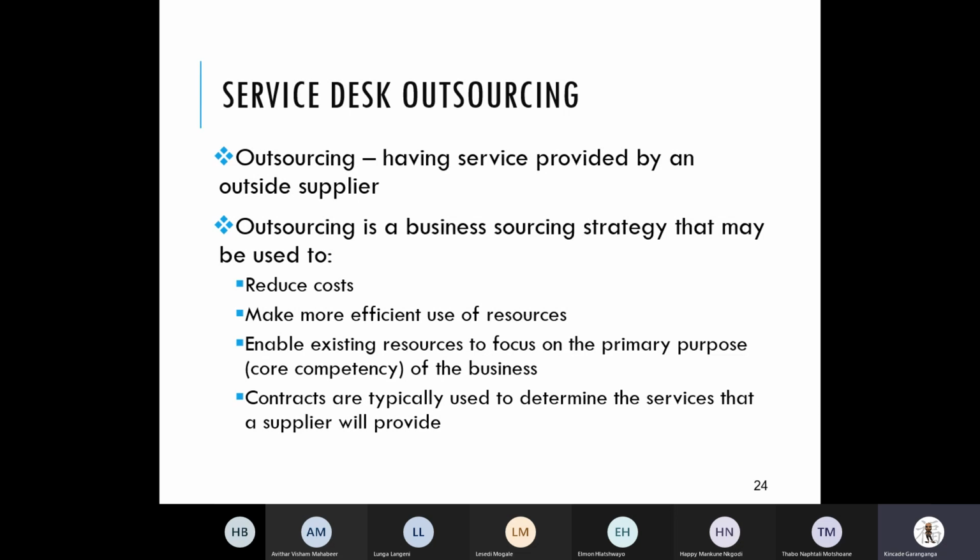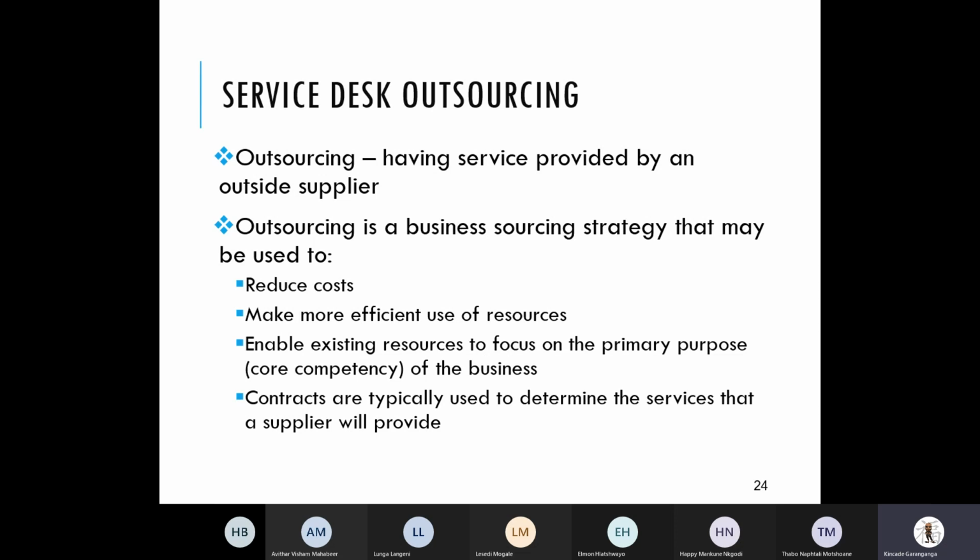Also looking at basic efficient use of resources at some particular point in time. And then you can find that contracts are literally used to determine the actual services that the supplier would distinctively provide in that regard. So obviously, when it becomes contractual, it means that there's some semblance of responsibility, maybe if you want to look at it from a different point of view, associated with that specific setup. So that's what your generic outsourcing environments are all about.